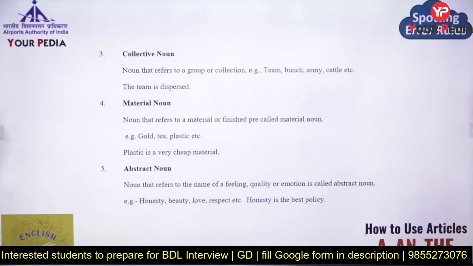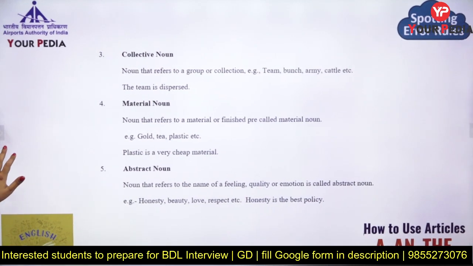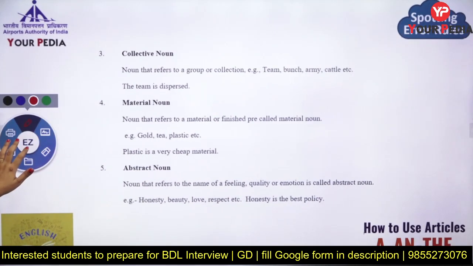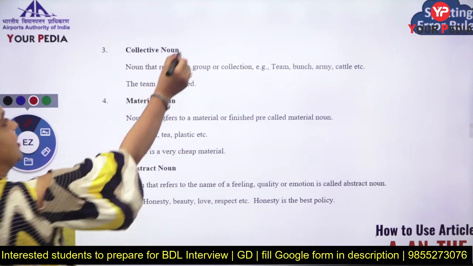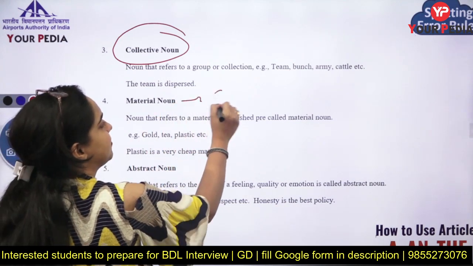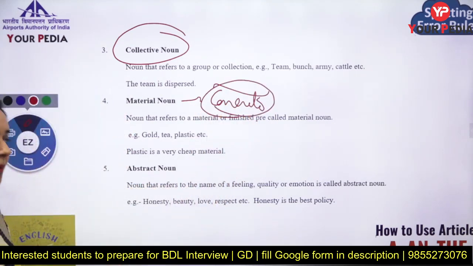Next you have collective noun. What does collective noun refer to? To some kind of a group, right? Like team, bunch, army, cattle. So it refers to a group. Material noun, what was the material noun? It refers to some kind of object. You also can say it's something concrete which you can touch, right? So that is for the material noun.